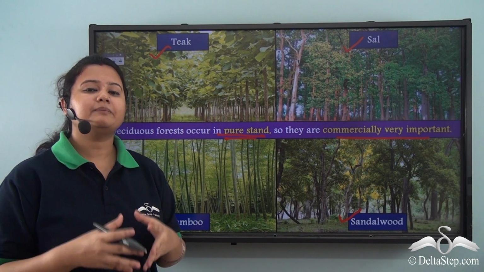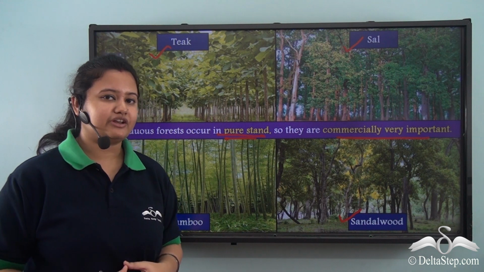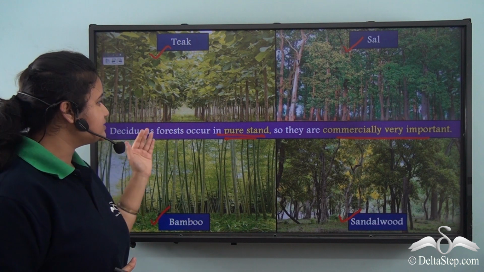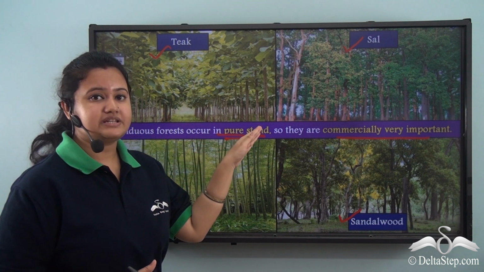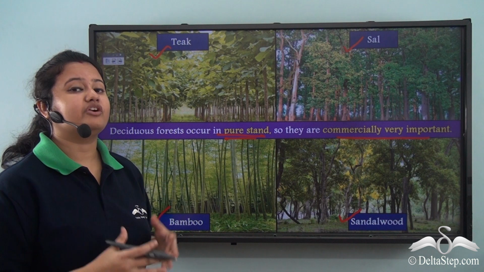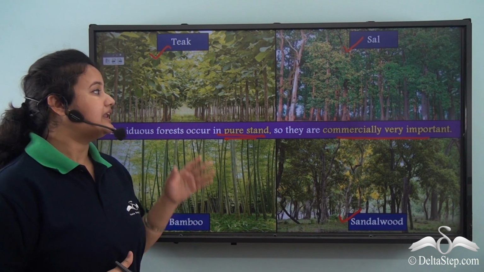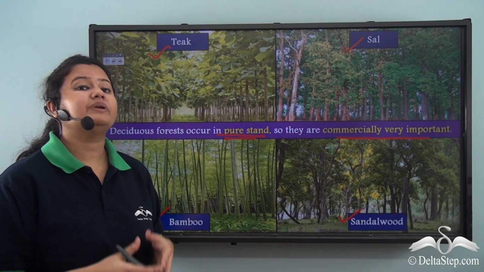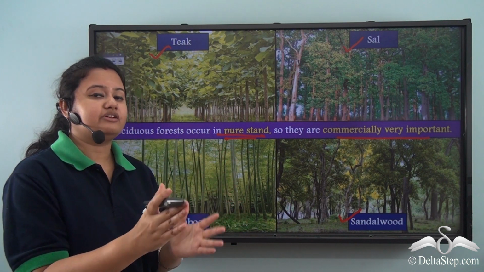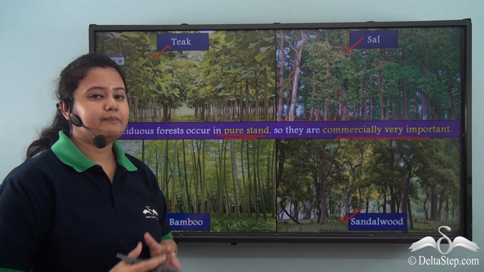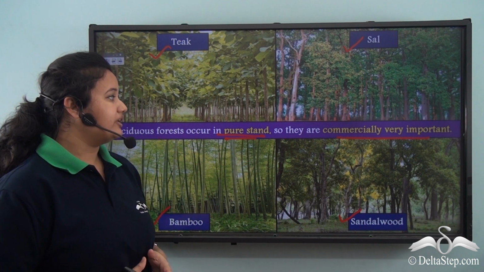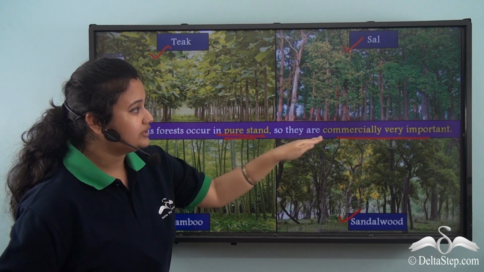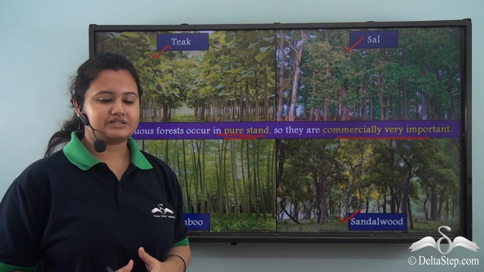So, I hope you will be able to distinguish between evergreen rainforest and deciduous rainforest in this aspect. This is to say that deciduous rainforests occur in pure stand, whereas evergreen rainforests occur in mixed stand. Now, since evergreen rainforests occur in mixed stand, so the trees cannot be easily identified. So, evergreen rainforests are commercially unimportant, whereas deciduous forests occur in pure stand. So, the trees can be easily identified, and therefore they are commercially very important.